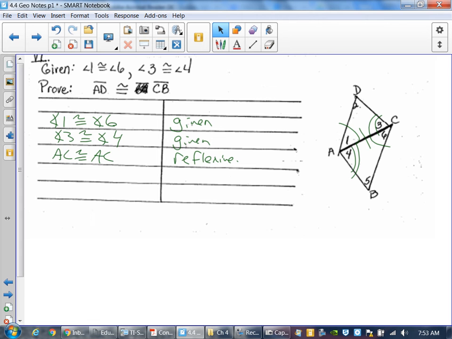Now you have two triangles that are congruent. Hopefully you wrote down these. Triangle ABC is congruent to triangle ADC, and the reason is angle, side, angle. So now I have two triangles that are congruent. What do I know about all the corresponding parts? They're congruent. So all I can do is this then: AD is congruent to CB because of CPCTC.